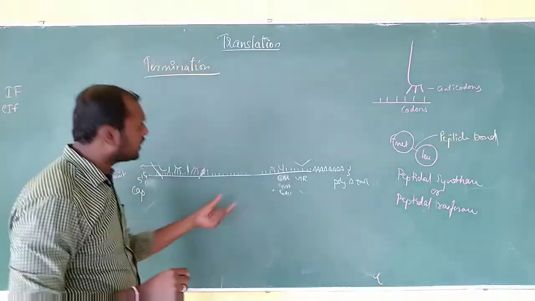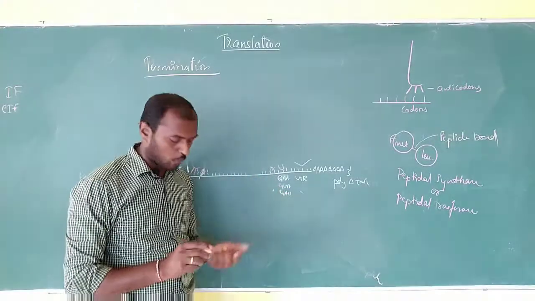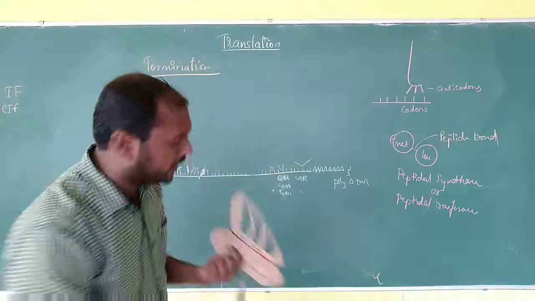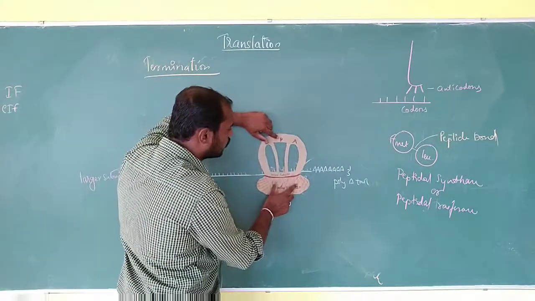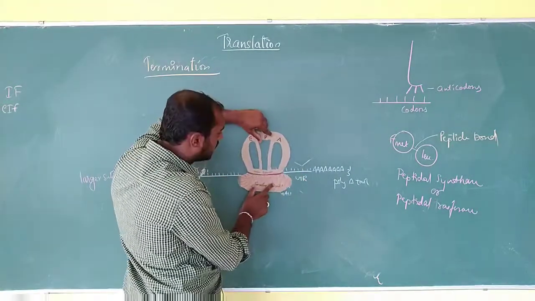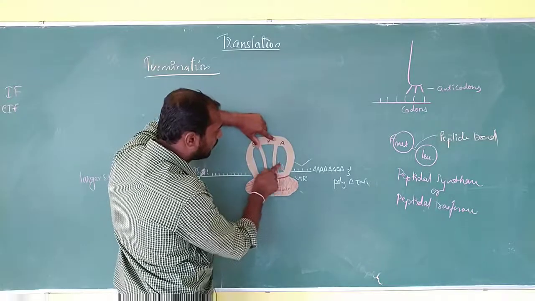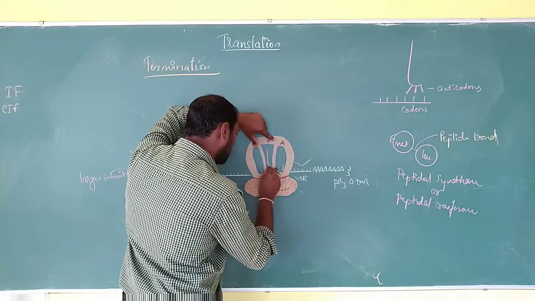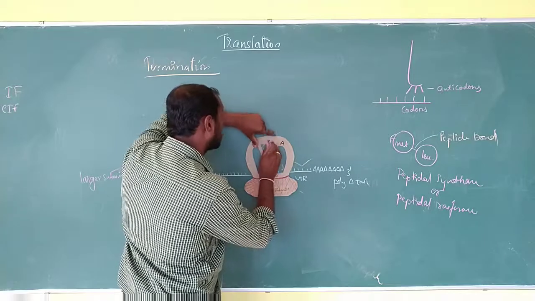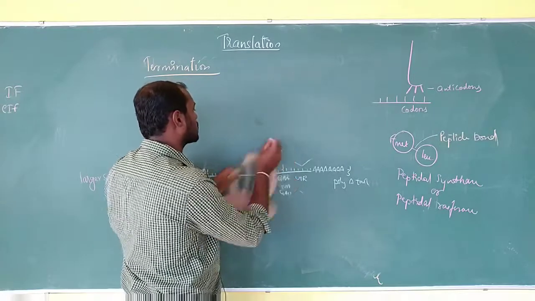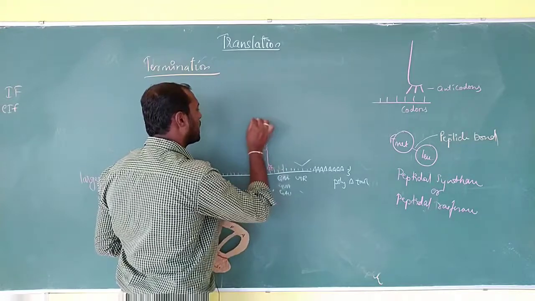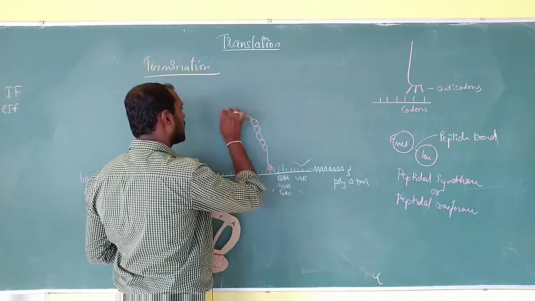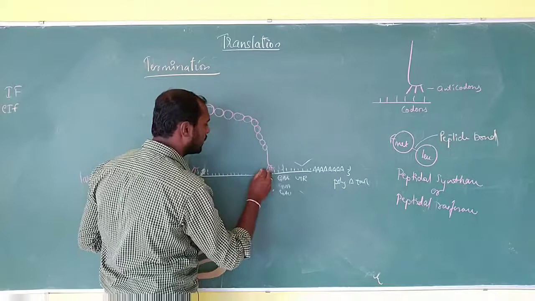The elongation factor continues until the ribosome reaches the stop codon. So now consider that our ribosome has reached it. The A site of the ribosome has reached the stop codon. Now we have one tRNA with a large chain of amino acids.